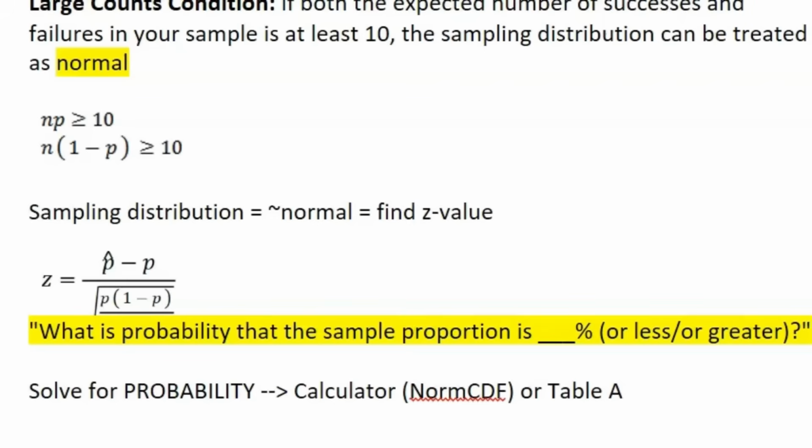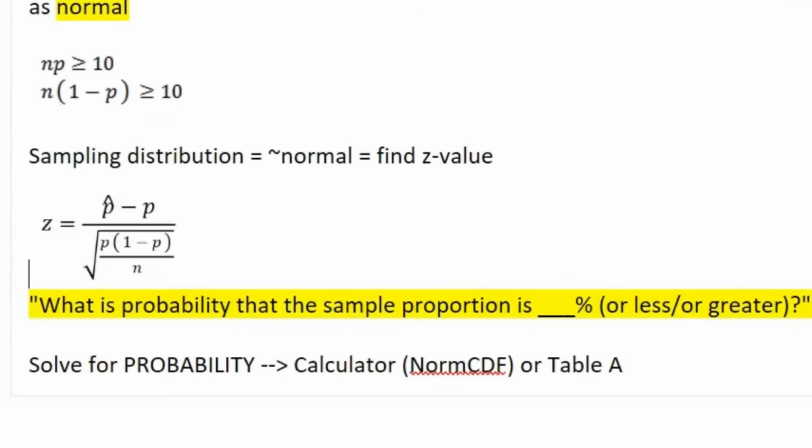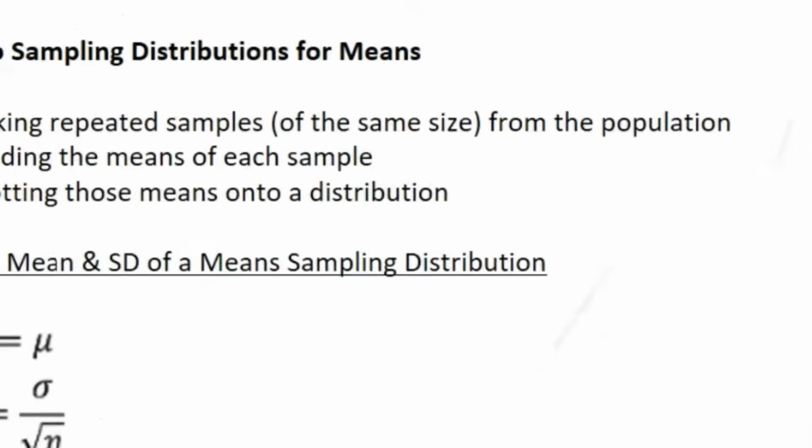In that case, we can calculate the z-value either using a formula, as you can see here, so the entire formula shows, or you can just plug it into your calculator and it does all the math for you. But to solve for the actual probability, guess what? You're also going to use your calculator using normalcdf, or you can use Table A.